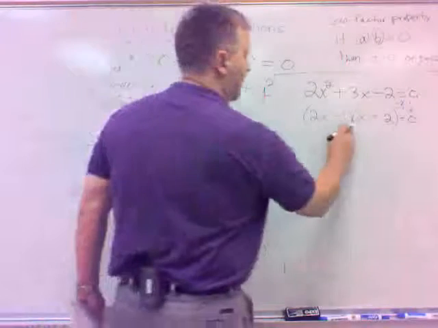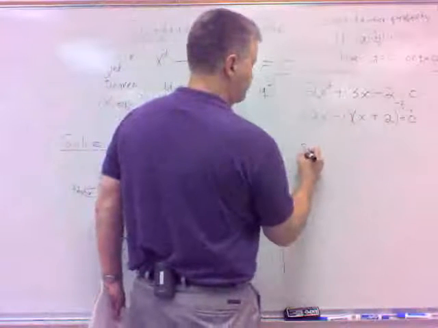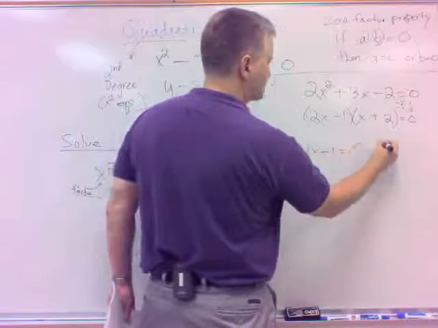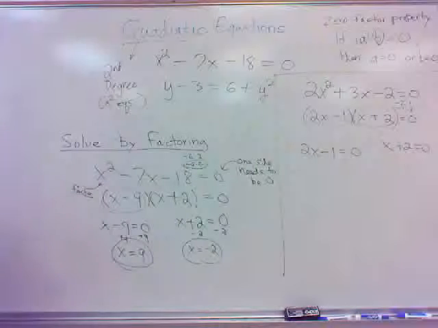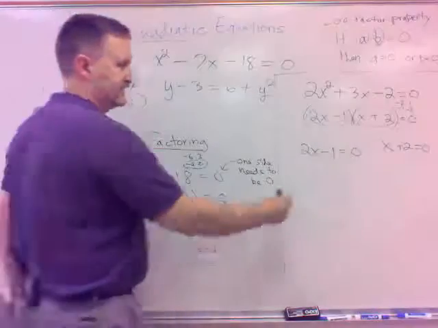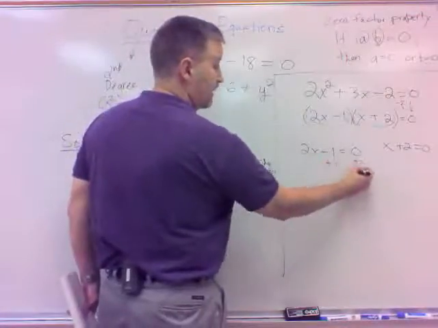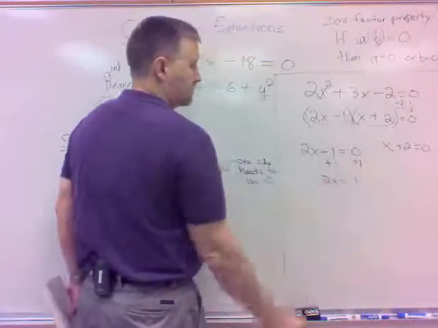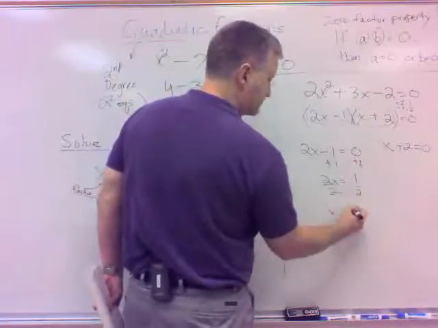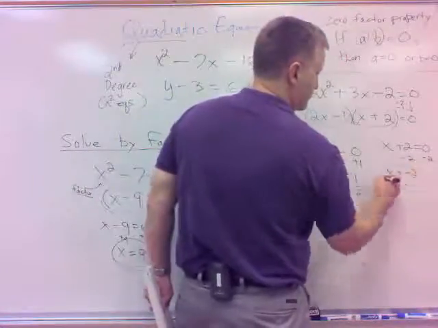Well, once we get it factored, then we can set the individual factors equal to 0. So just set the two factors we have separately equal to 0, and then solve those equations, because those are just linear equations now. Here I'll just add 1 and divide by 2. 1/2, a fractional answer, and then over here we get minus 2, so it'd be a negative 2.